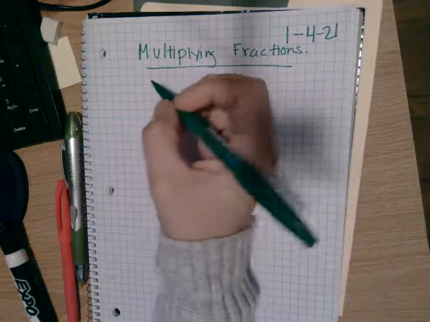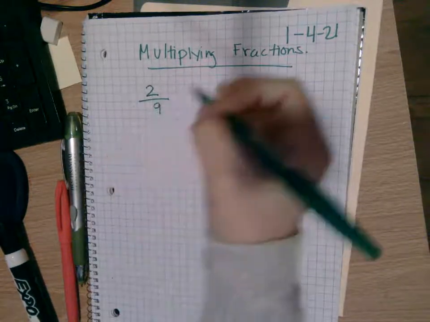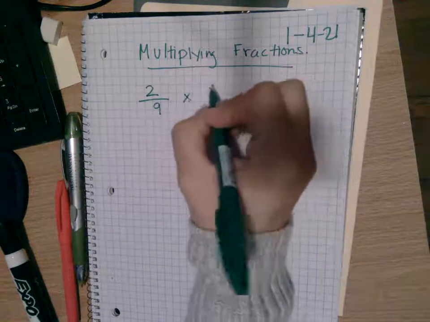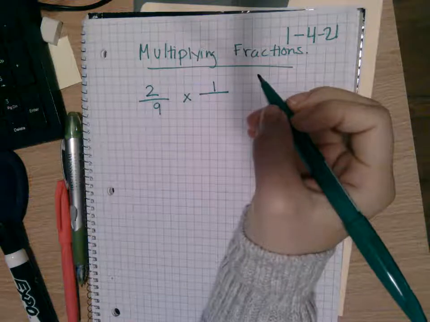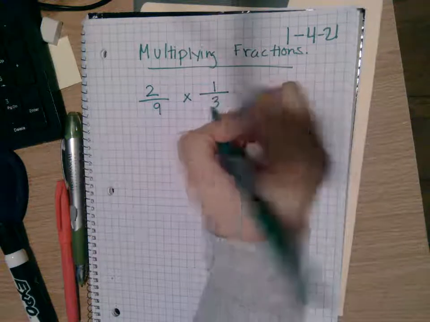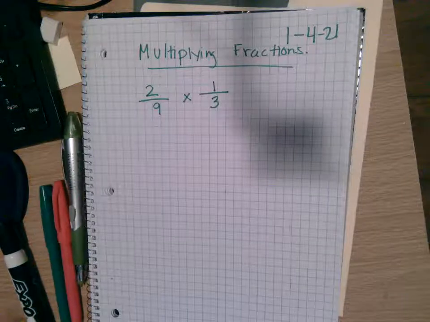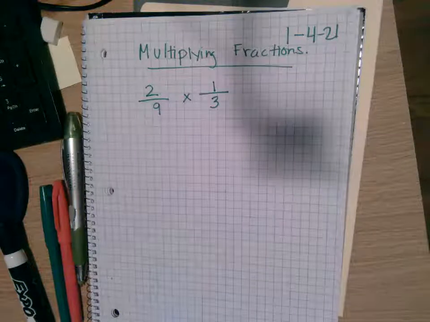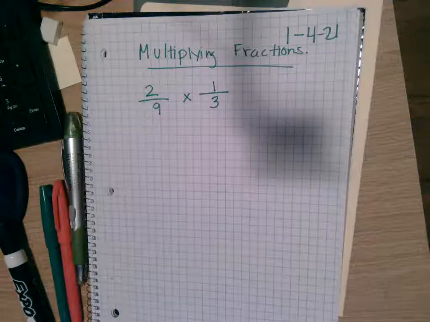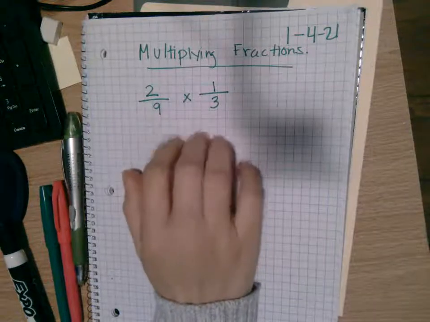All right. So if I have 2 over 9 times 1 over 3. Okay? So copy this down. Now, some of you already know how to multiply fractions, which is fantastic. In about 3 minutes, I'm going to show you a shortcut that you may or may not know that will help you with these type of problems.